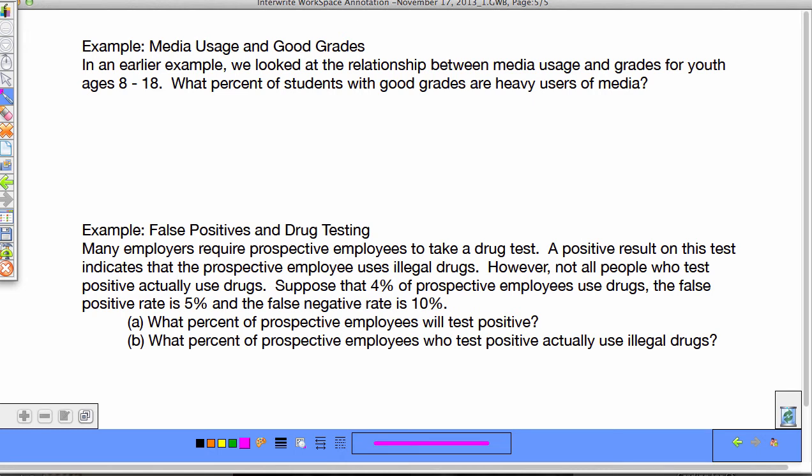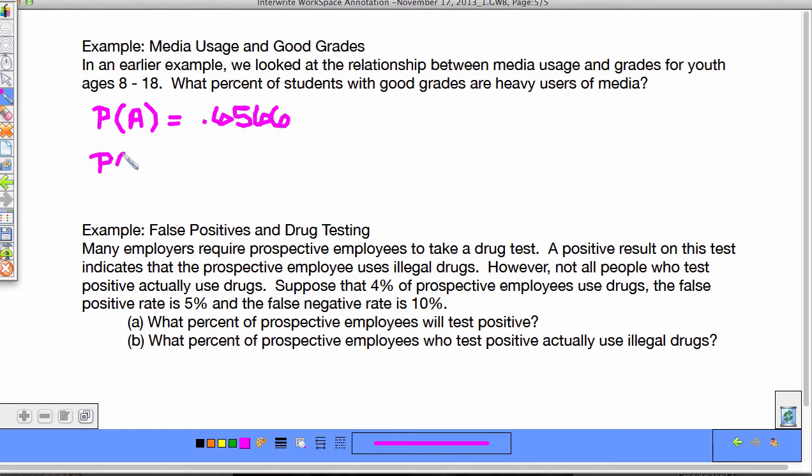Okay, in an earlier example, we looked at the relationship between media usage and grades for youth ages 8 to 18. That was from yesterday's video. So it says, what percent of students with good grades are heavy users of media? If we look back to yesterday's example, I know that the probability that a student is going to get good grades, which I called A, was 0.6566, because that was what we calculated yesterday.